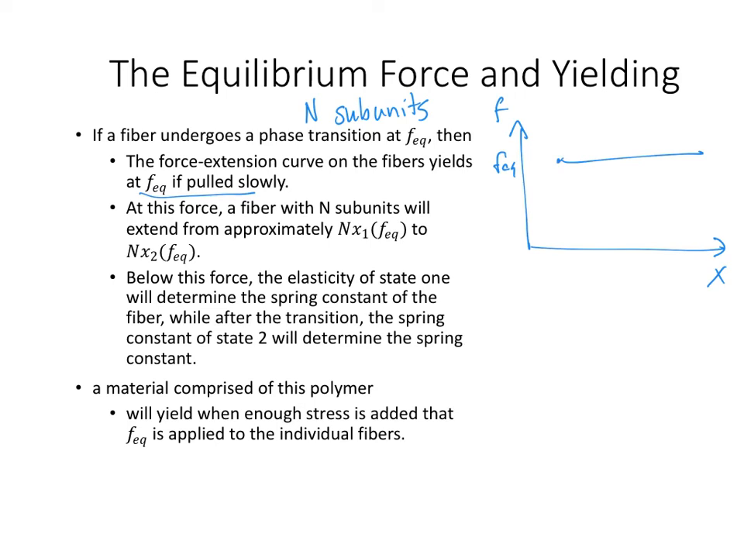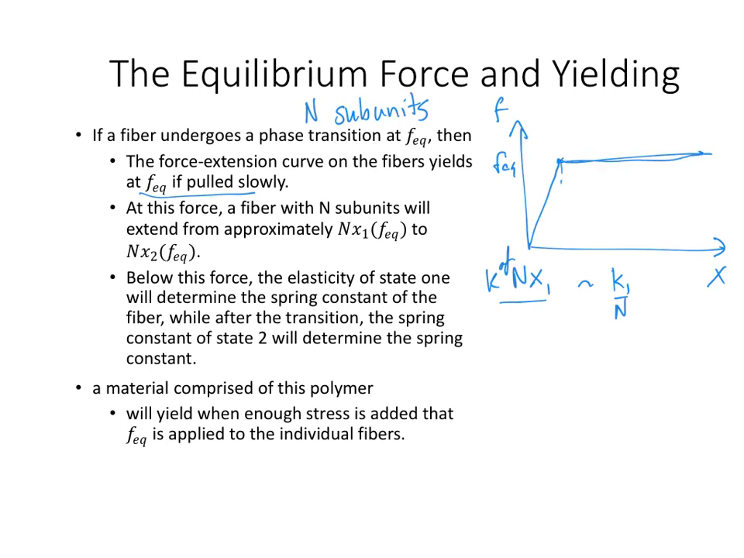Before it starts elongating, it's just stretching at the spring constant of n of the state 1 subunits. So what is the spring constant of them? Typically, we know that the spring constant of n state 1 subunits is around k1 divided by n. Remember, you divide spring constants by the number of them when they're in series. So we have this stiffness here in the initial phase, and then we have the yielding.